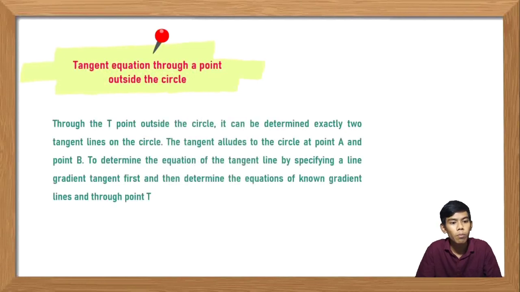And the third one, the tangent equation through a point outside the circle. Through a point outside the circle, there can be only two tangent lines to the circle. The tangents touch the circle at point A and point B. To determine the equation of the tangent line, specify the gradient of the tangent first, and then determine the equation of the line with no gradient through point D.